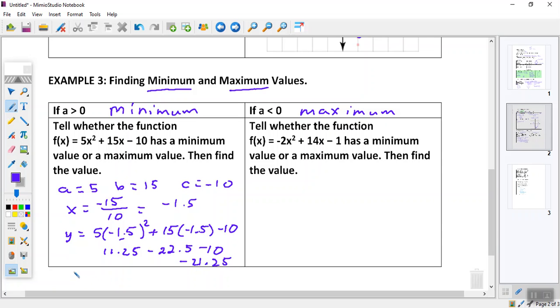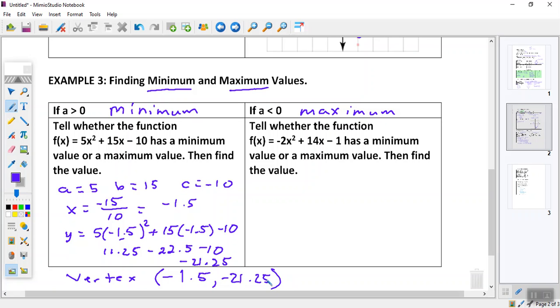So my vertex is going to fall at, okay, what's the X value we put in, kids? Negative 1.5. Kind of stinks that everything isn't just really nice whole numbers, right? Negative 21.25. Okay.